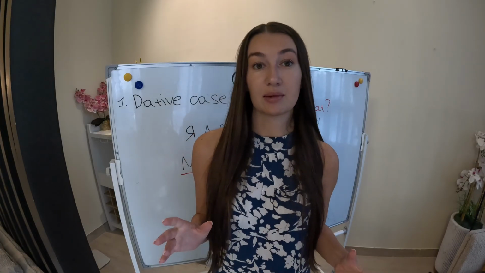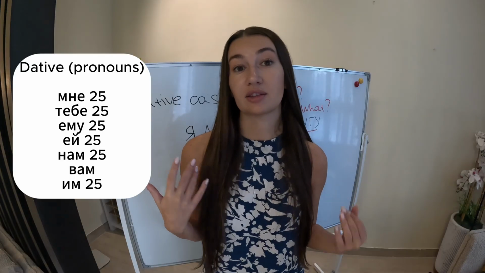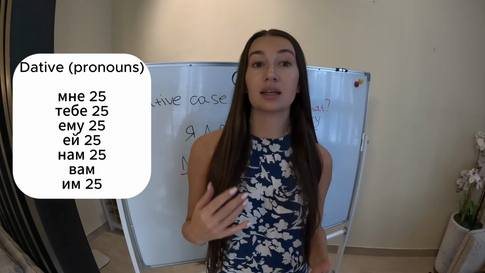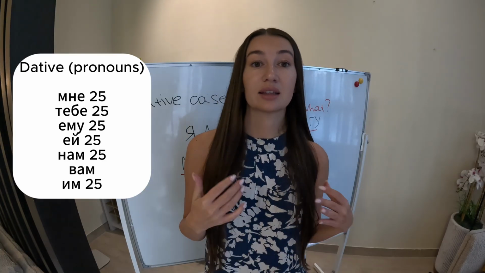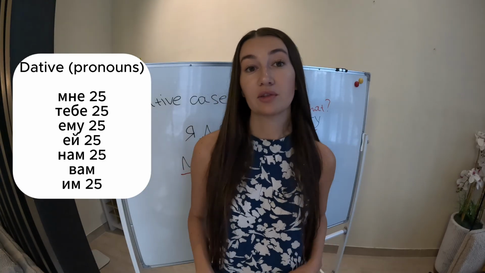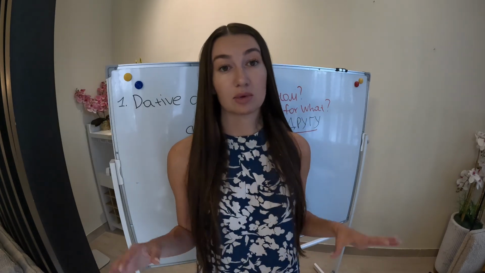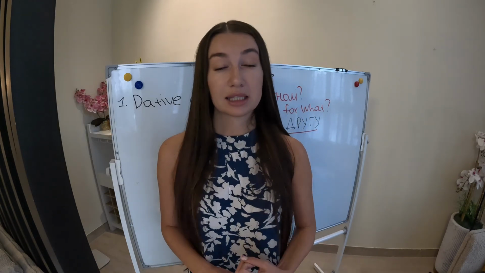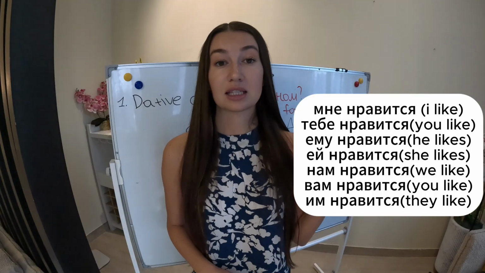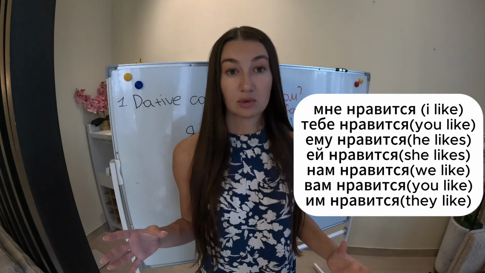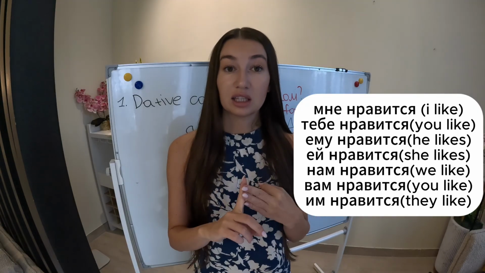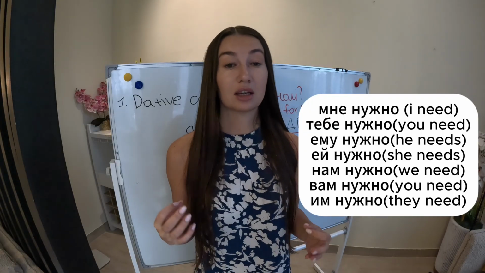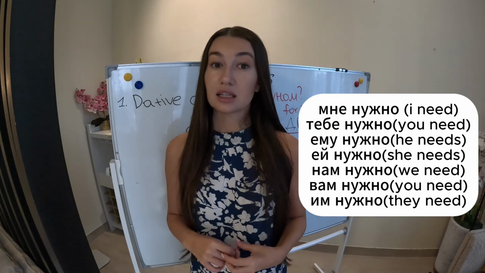I'm going to give you some examples. So, мне 25 лет, тебе 25 лет, ей, ему 25 лет, им, нам, вам. All of this is dative case. So we use dative case when we're talking about age. As well as likes, dislikes. Мне нравится, тебе нравится. All of this we use as a dative case as well. So likes, dislikes, our preferences, age, also need. Мне нужно, тебе нужно, ему нужно, and etc.